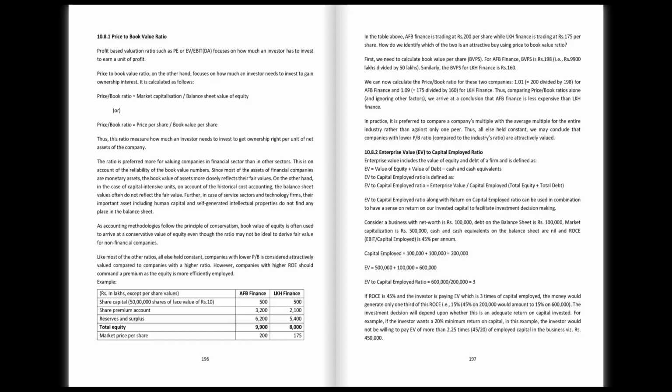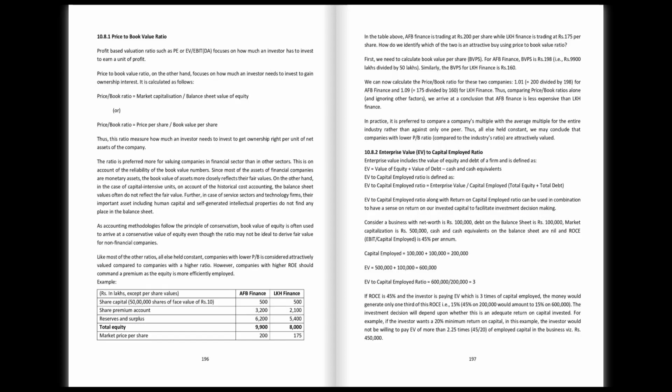Enterprise value to capital employed ratio. Enterprise value includes the value of equity and debt of a firm and is defined as EV equals value of equity plus value of debt minus cash and cash equivalents. EV to capital employed ratio equals enterprise value divided by capital employed, that is, total equity plus total debt. EV to capital employed ratio, along with return on capital employed ratio, can be used in combination to have a sense of return on our invested capital to facilitate investment decision-making.